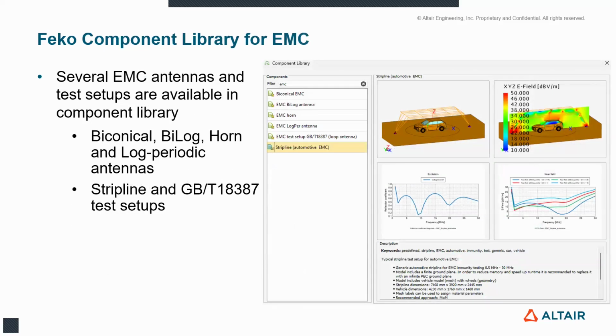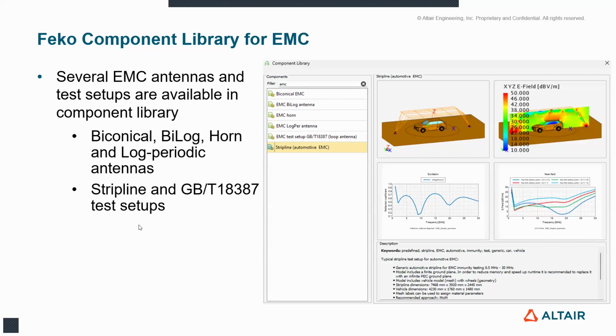So when you install the software Feko, it comes with a huge component library, which is a library of pre-designed antennas and platforms. And under this library, there are several EMC antennas as well as some EMC test setup models. So let's go through that library.